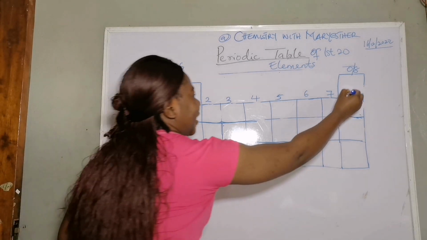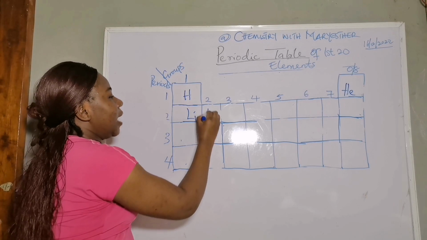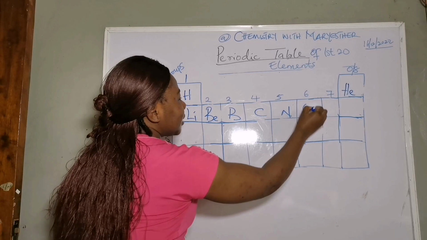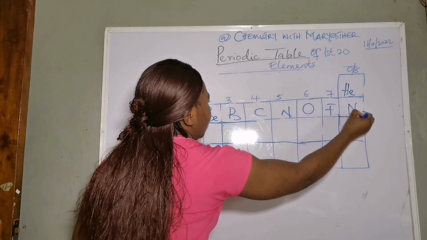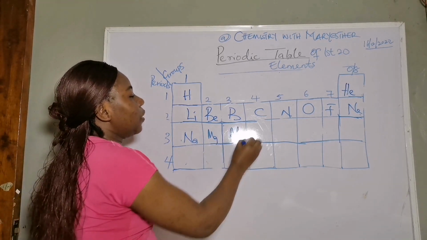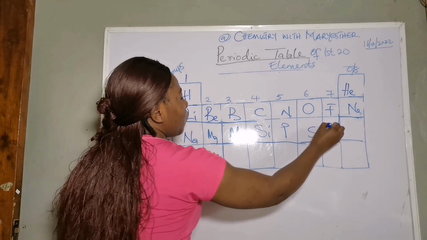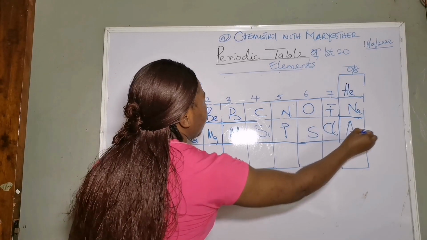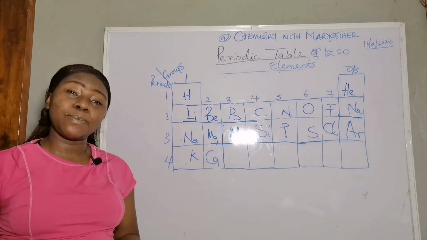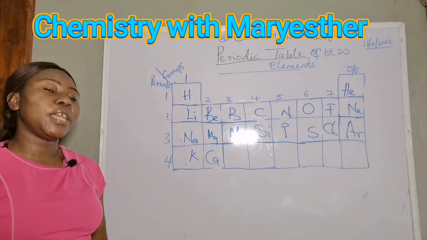Hydrogen, helium, lithium, beryllium, boron, carbon, nitrogen, oxygen, fluorine, neon, sodium, magnesium, aluminium, silicon, phosphorus, sulfur, chlorine, argon, potassium, and calcium. It's very simple. And I just presented them using their symbols. Not the full name, but their symbols.